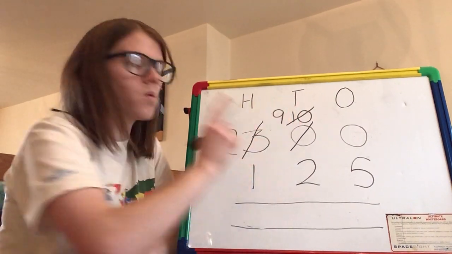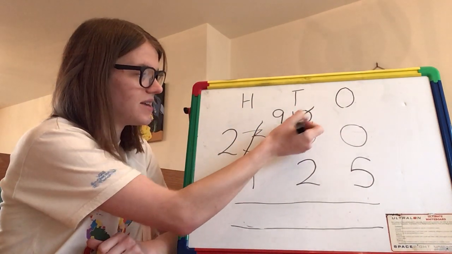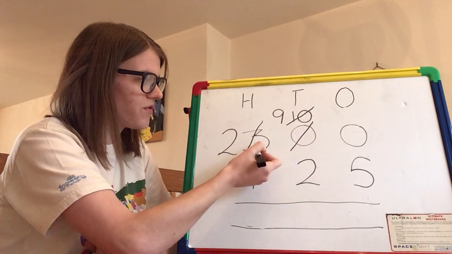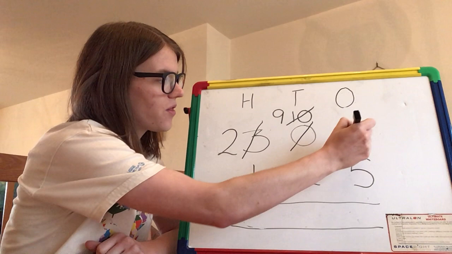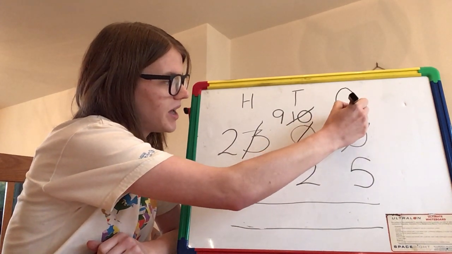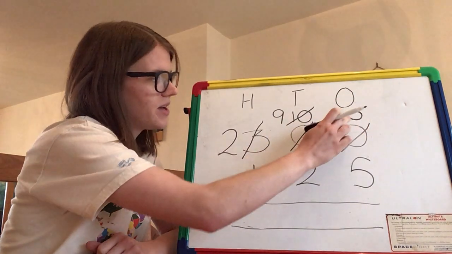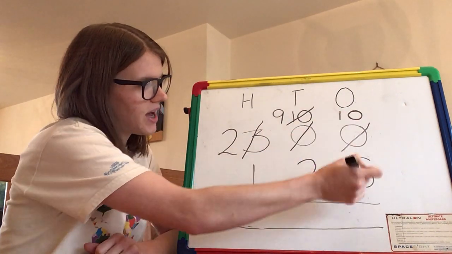So if I'm borrowing 1 ten, I had 10 tens because I borrowed from my hundreds. Now I've only got 9 because I'm borrowing another one to put in here, okay? 10 ones take away 5.